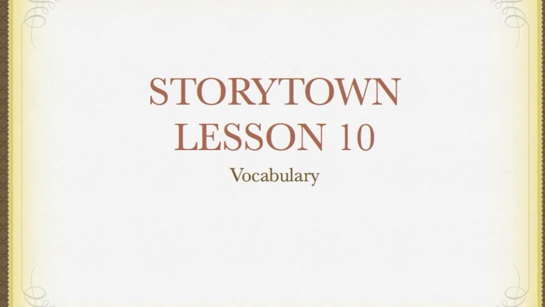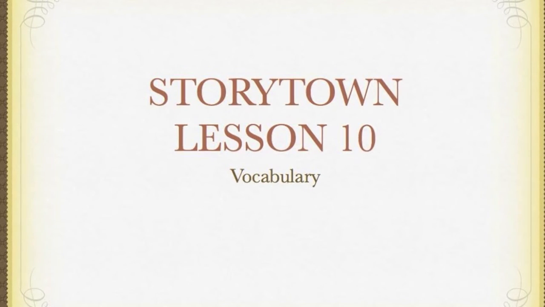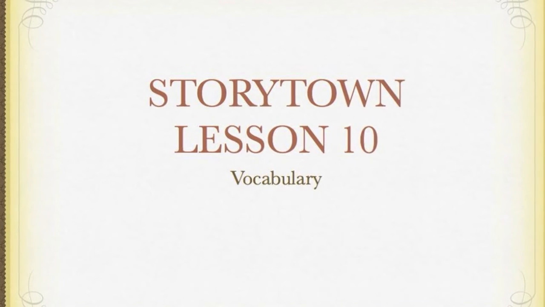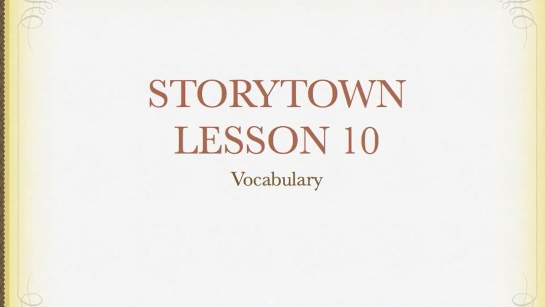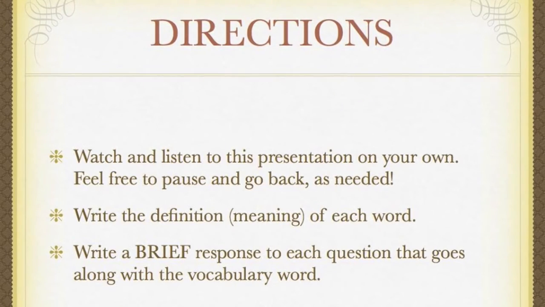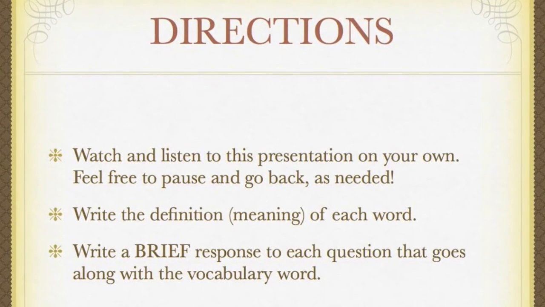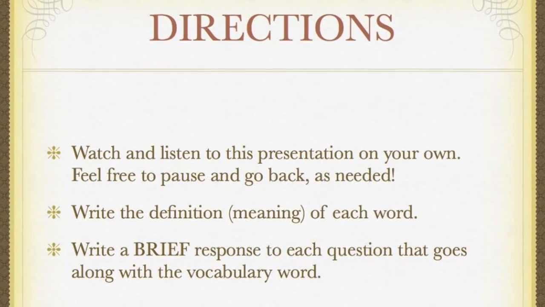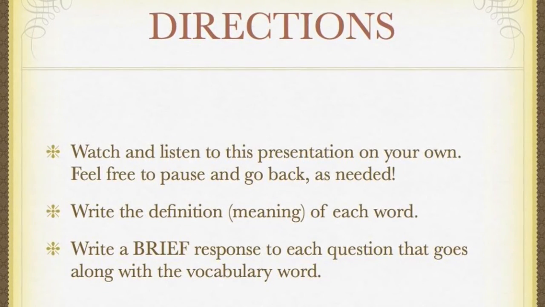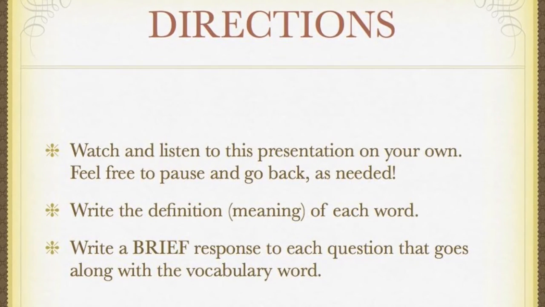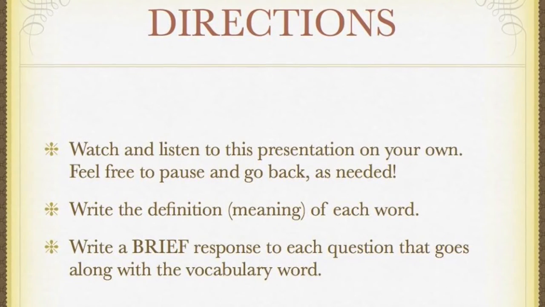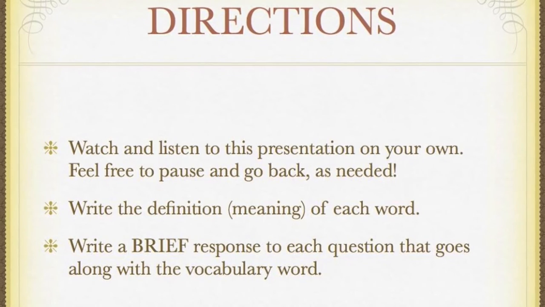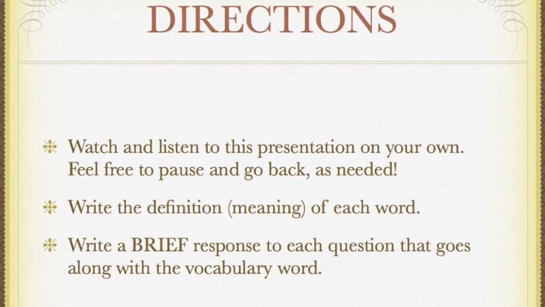To participate in this lesson, you will need your Lesson 10 vocab sheet, a pen or a pencil, and a highlighter. If you lost your Lesson 10 vocab sheet, please check Edmodo for a new one. Here are the directions. Watch and listen to this presentation on your own. Feel free to pause and go back as needed. Then, write the definition or meaning of each word. Finally, write a brief response to each question that goes along with the vocabulary word. Are you ready to get started?